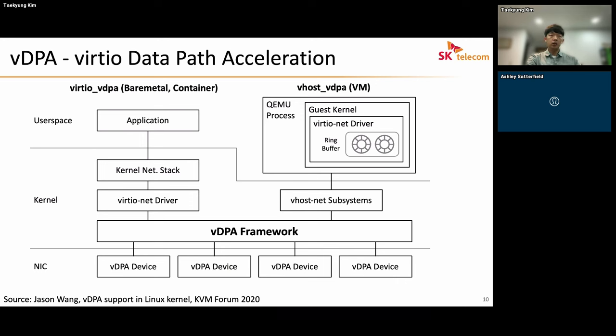So here we see the kernel vDPA architecture. The vDPA framework abstracts the underlying vDPA devices to support different types of hardware. The upper layer of the vDPA framework is vendor independent, so that you can do, for example, live migration between nodes. This architecture operates in two different modes. One is virtio vDPA, which is for bare metal or container. In this mode, the host kernel utilizes the virtio-net driver. The vDPA devices, like other common network interfaces, directly bind the virtio-net driver in kernel space. The second option is vhost vDPA, which is for virtual machines.